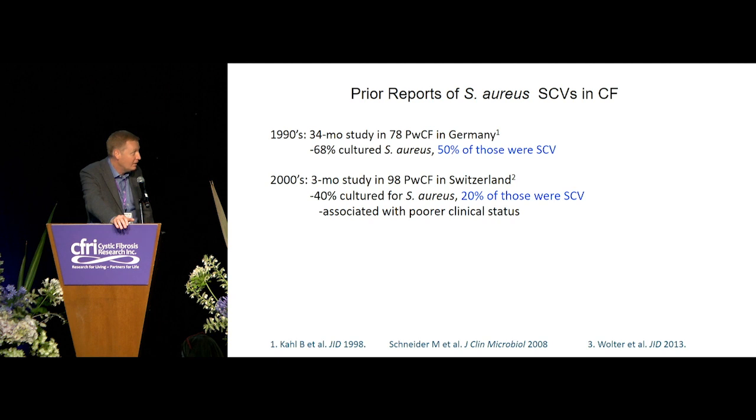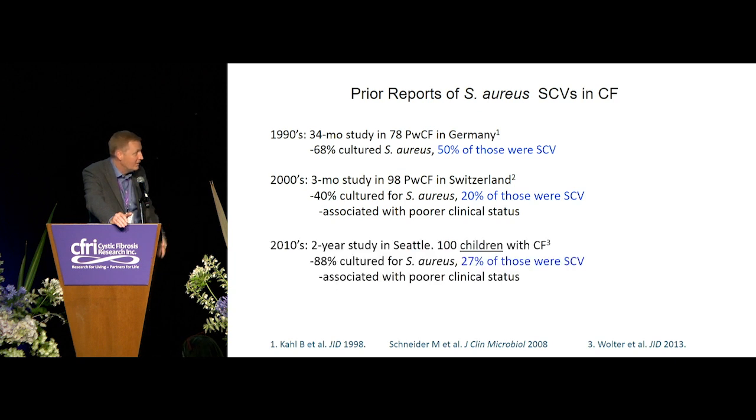Some years later, 100, again, children and adults were looked at in Switzerland during just a 3-month period, and almost half grew staph, and about 1 out of 5 of those during that 3 months grew a small colony variant. And then Luke and his group more recently did a 2-year study with our children in Seattle, looking at 100 of them. They found Staph aureus in close to 90% over that 2 years. Over a quarter of those in our population who were doing generally well grew these small colony variants.